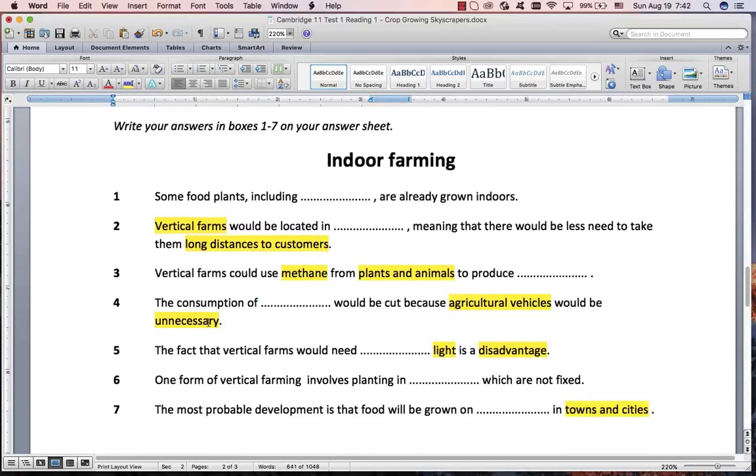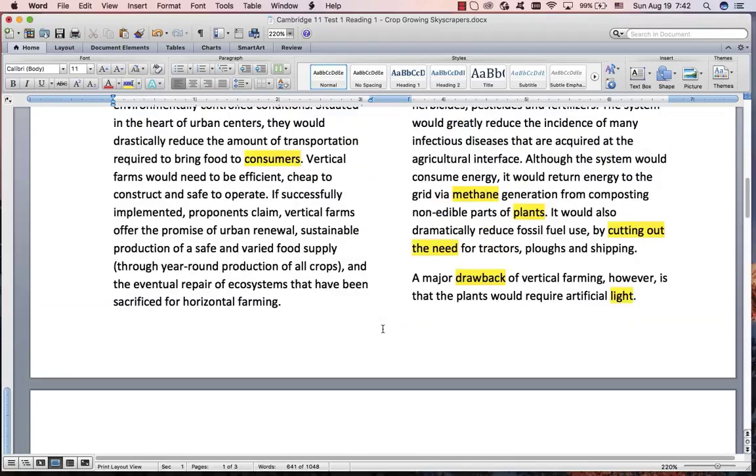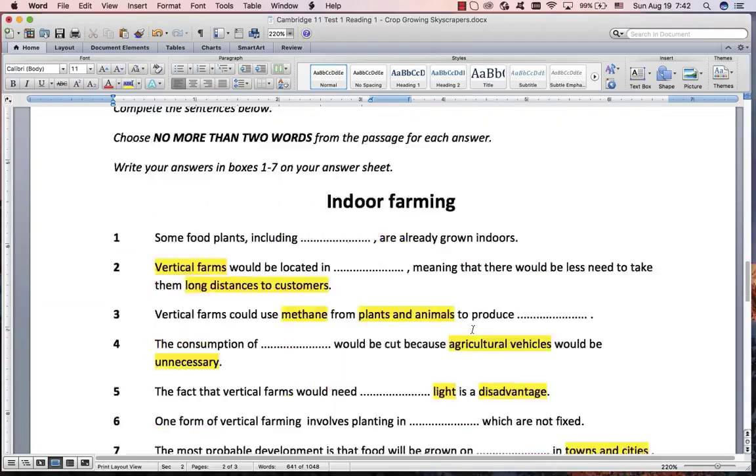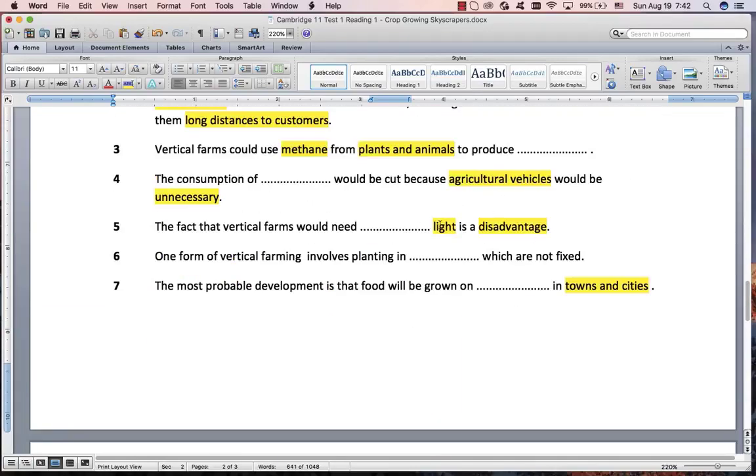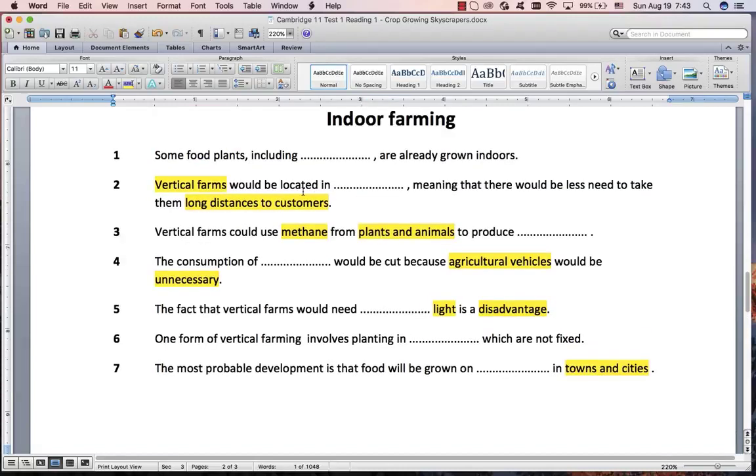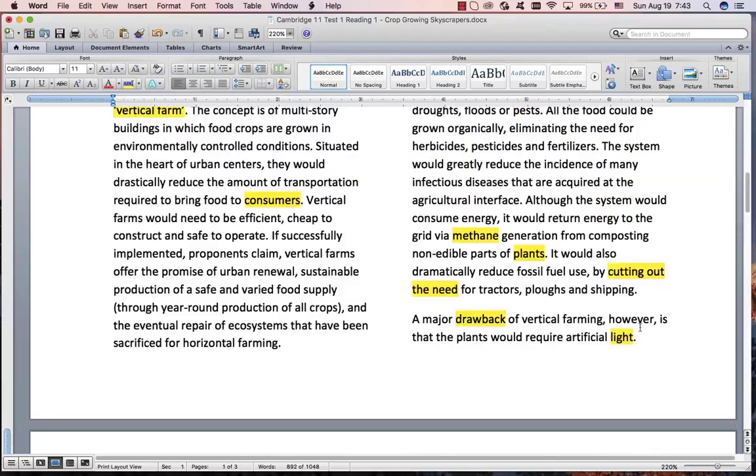Agricultural vehicles and unnecessary, probably a difficult one. It would have actually helped you if you skipped it and went straight to light and disadvantage. Remember with scanning, you don't have to go in order. If you can't find it, skip it. Find the easy ones first. So light and disadvantage were quite easy to find. There's a disadvantage and there's light.